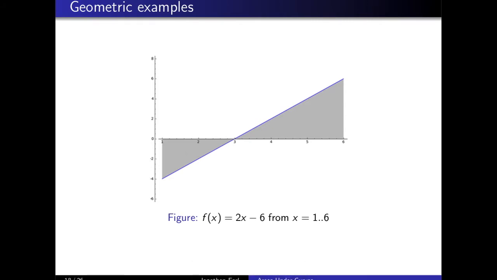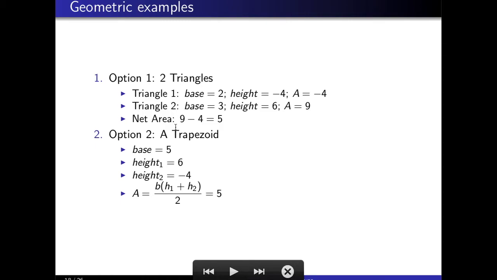The other thing we could do is we could say, well, we have a trapezoid. Just one of our heights is negative. And again, we'll do that and we'll see that we get the same answer. So the first thing we could do is we could say we have one triangle, it has base 2, the height is minus 4, the total area, base times height over 2, is minus 4. The second triangle has base 3, height 6, the area is base times height over 2, or 9. We add up our areas, we get 9 minus 4 for 5.